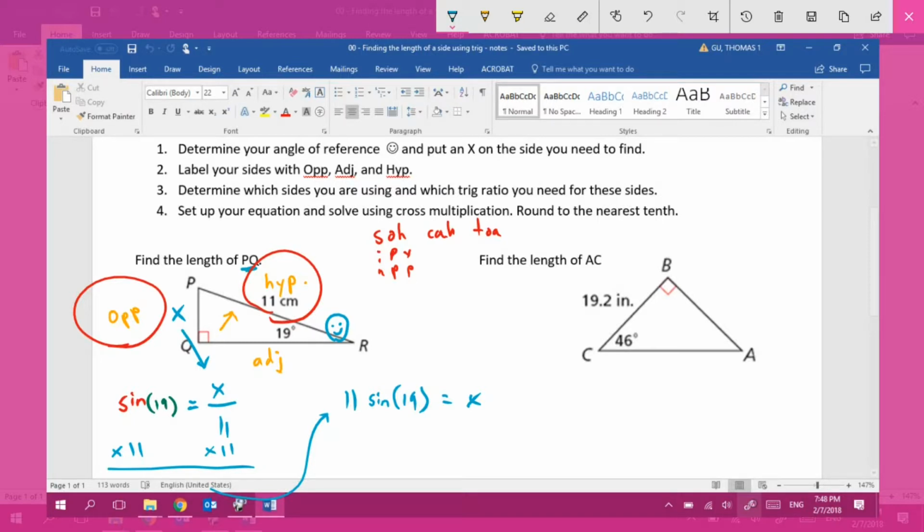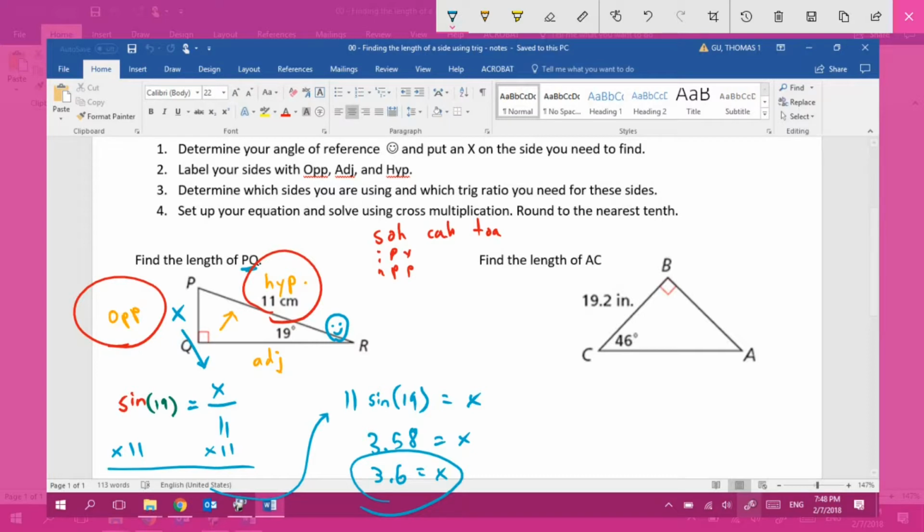If I plug 11 sine 19 into my calculator, I will get a number. So I'm just going to type it straight into my calculator. 11, I'll make it very obvious that I'm doing 11 sine 19. Close my parentheses. Enter. And my answer was 3.58 and then a bunch of other decimals. But we're rounding to the tenths place. So it's not going to be 3.5. That would be rounding down, and you'd be doing it wrong. So scoot it up. So 3.6 is what we round to, and that is x. The missing side is 3.6.